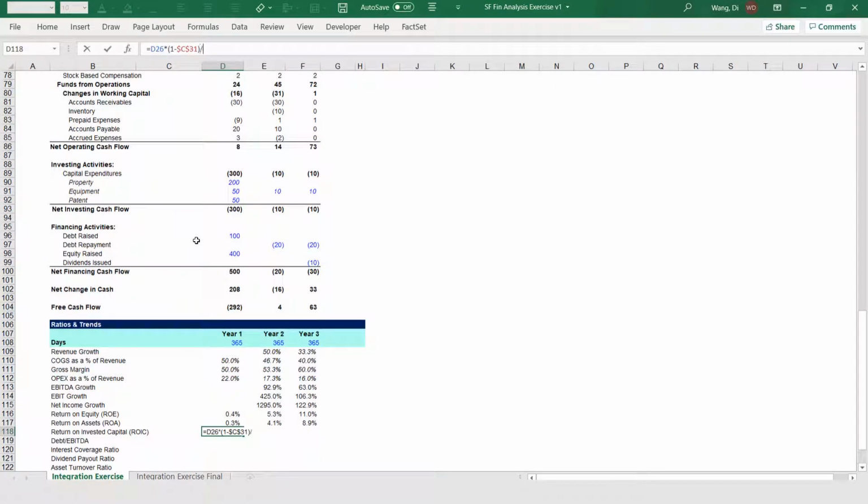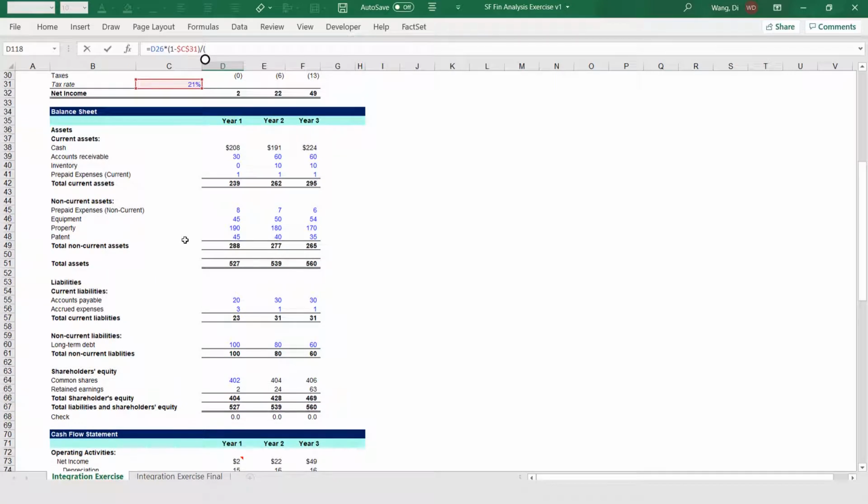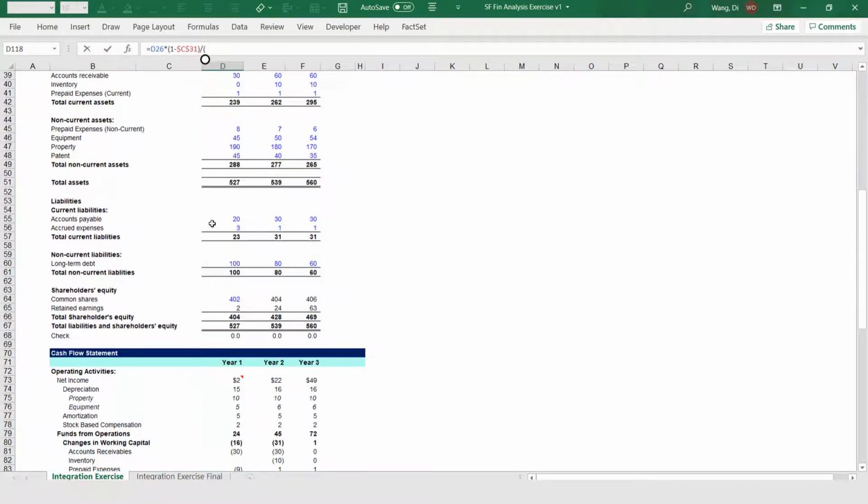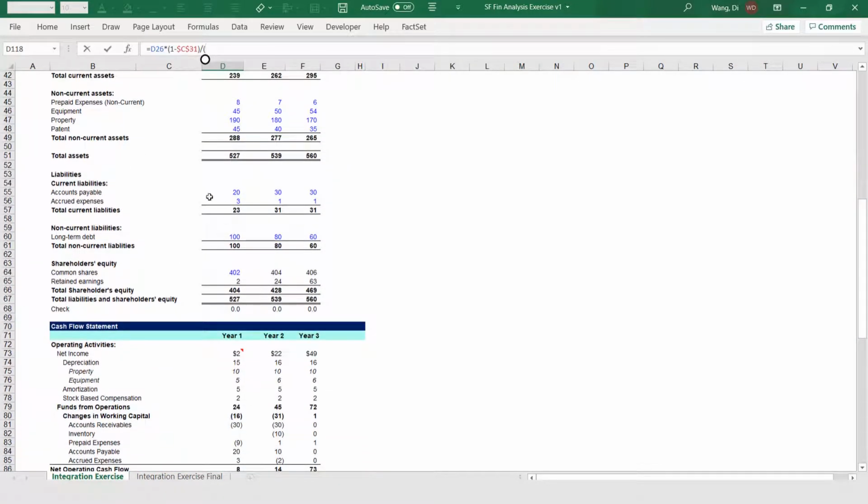And remember, we are still going to divide our NOPAT number by the average equity and average debt. And since we don't have average equity or average debt for year 1, we're just going to be taking the ending balance figures. So we're going to be taking the ending shareholders' equity plus ending debt.